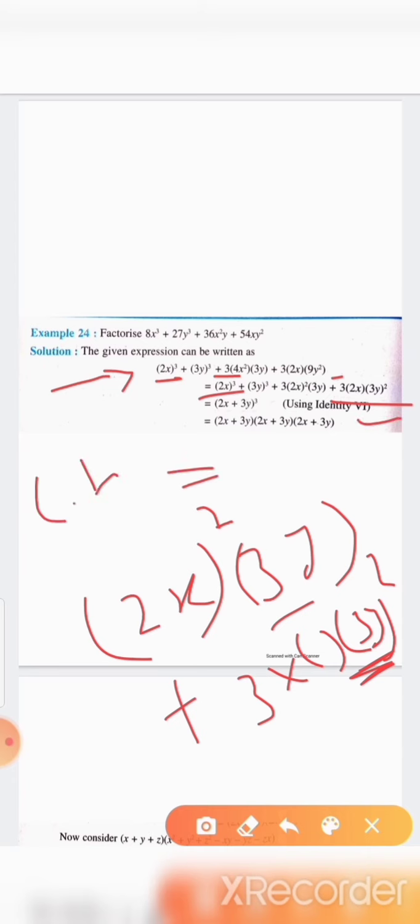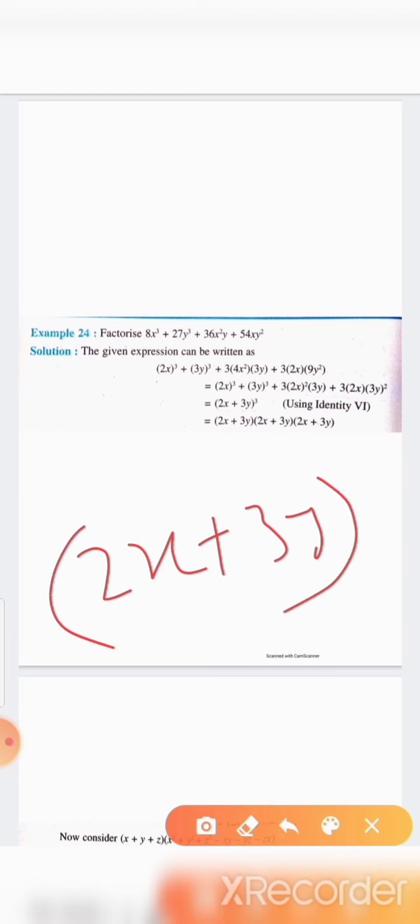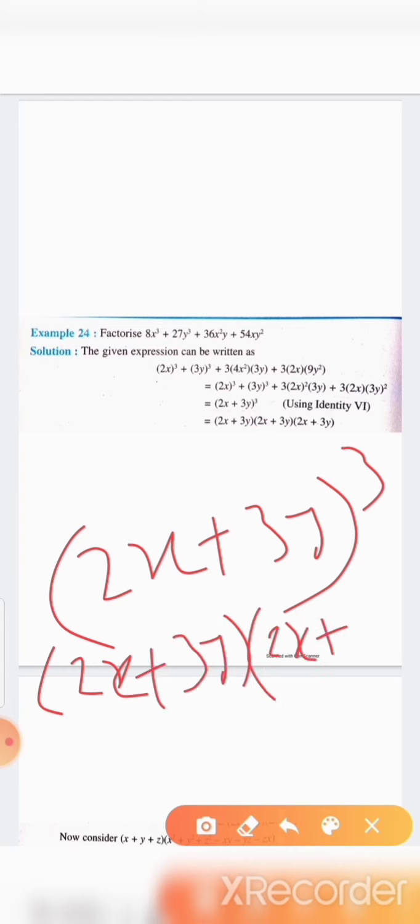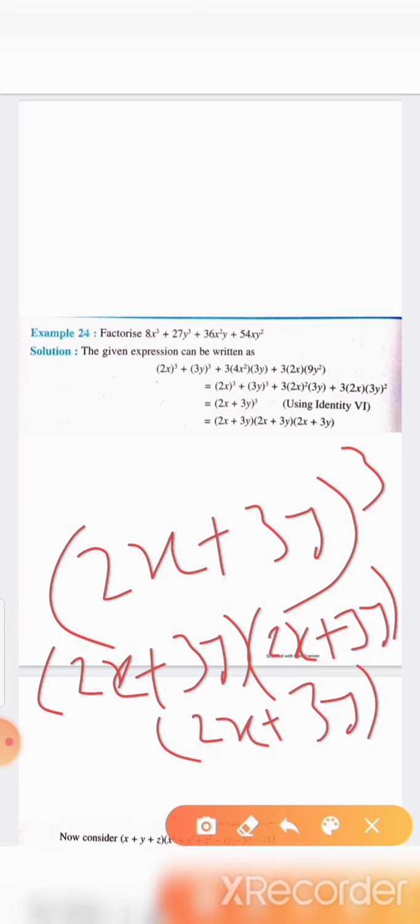LHS of identity number 7, we write (2x + 3y) whole cube, where a means 2x and b means 3y. To factorize, it means this bracket is multiplied 3 times, so we multiply (2x + 3y) three times. That is the factorization of the polynomial.